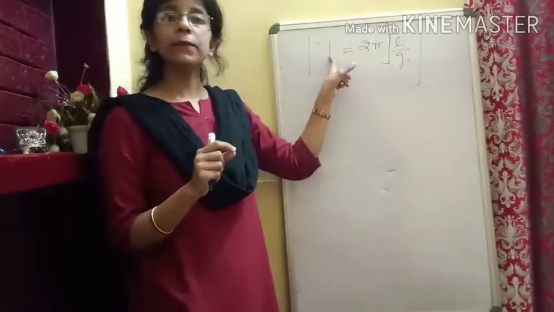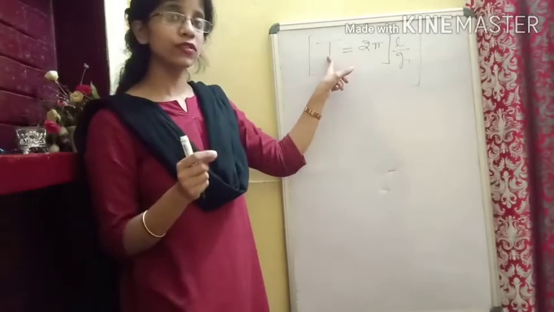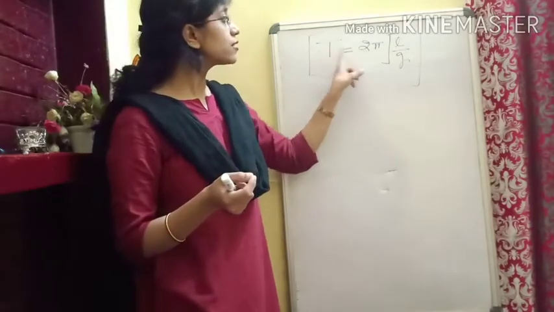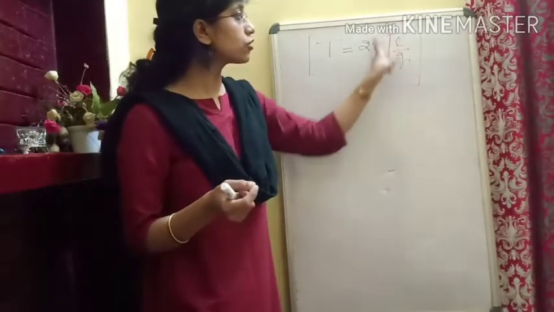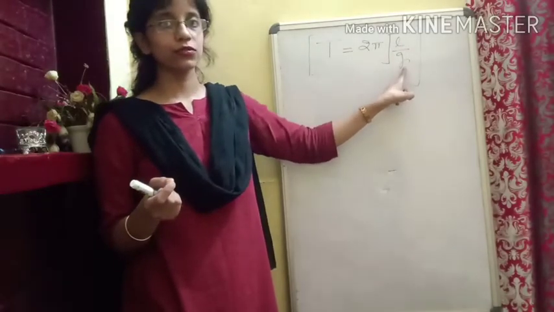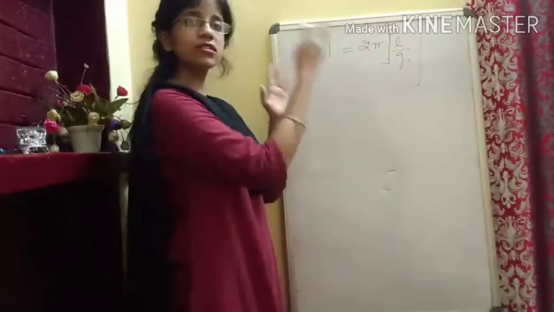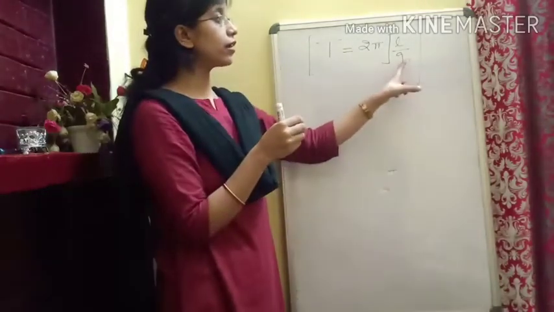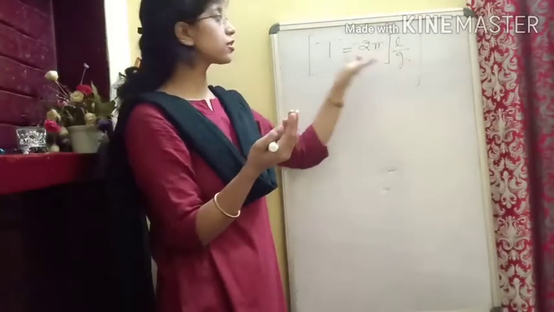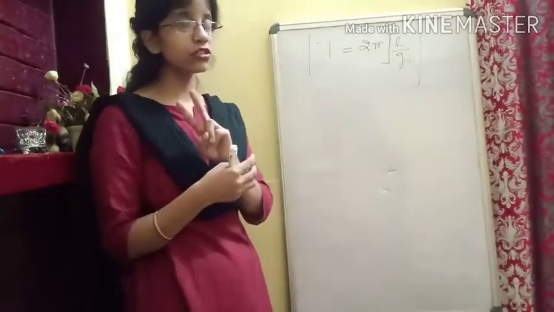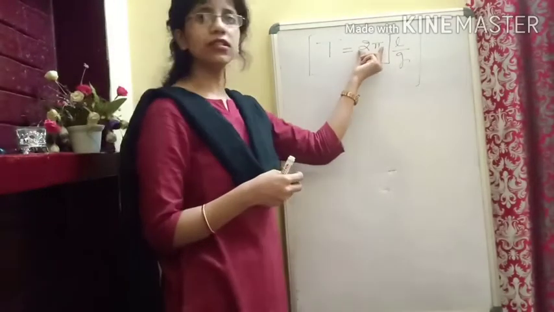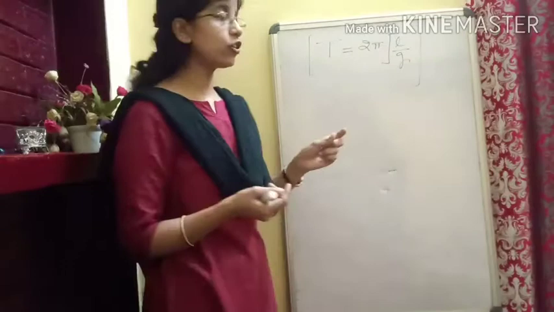Time period also depends upon the acceleration due to gravity. How? The time period is inversely proportional to the square root of acceleration due to gravity. So whenever effective length changes, time period will change. Whenever acceleration due to gravity changes, time period will also change. So these two factors we know. Here, 2 pi is completely constant.